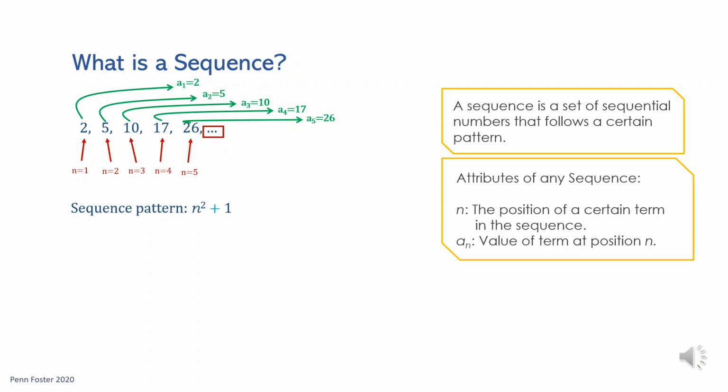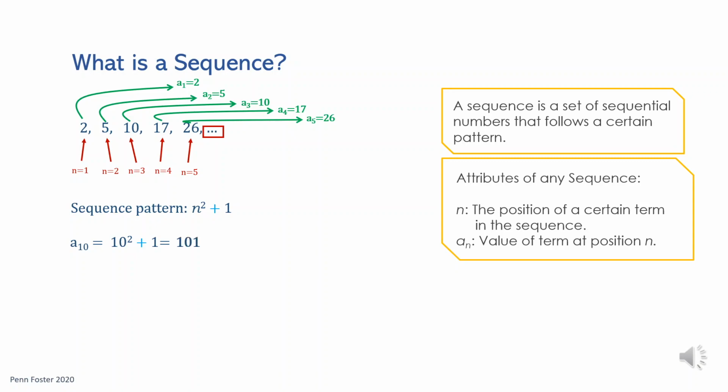Let's try the rule for the 10th term. N equals 10. Plug in 10 for n in the pattern rule. Square 10, which is 100, then add 1 to that. A sub 10 is 101.